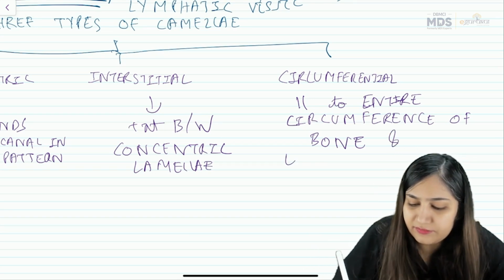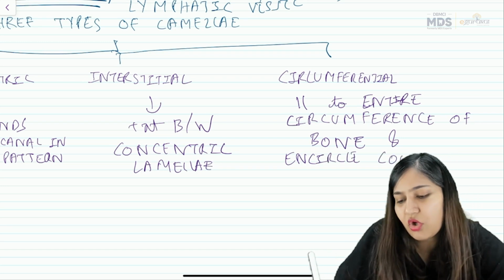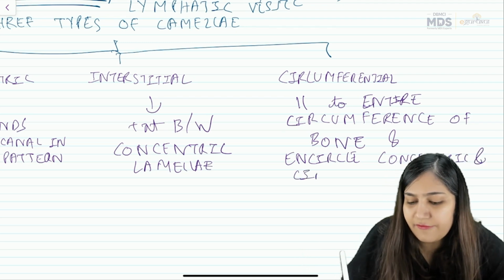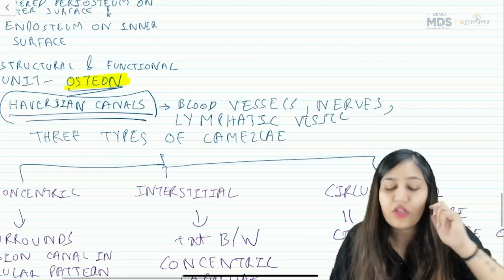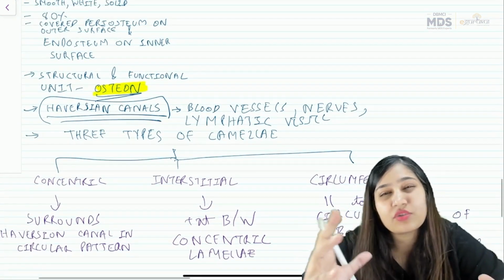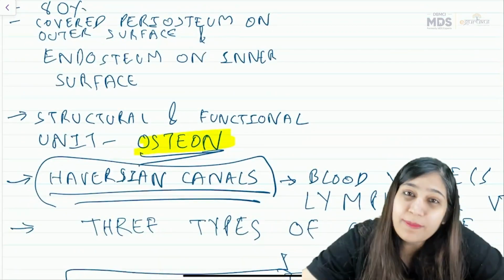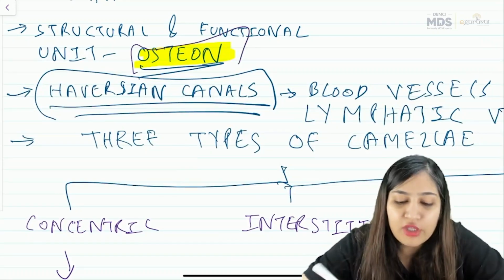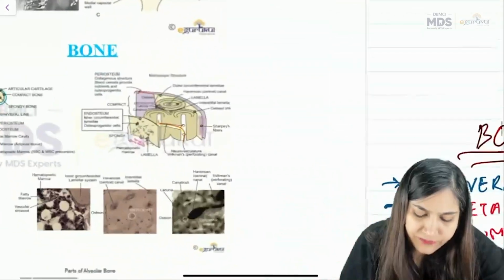So they surround both concentric lamella as well as interstitial lamella, and encircle concentric and circumferential lamella. So in the histology of this compact bone, mainly it is strong, it is dense, right? It is the outermost covering. It has an outer periosteal layer, inner endosteum layer. The basic structural and functional unit of bone is osteon.